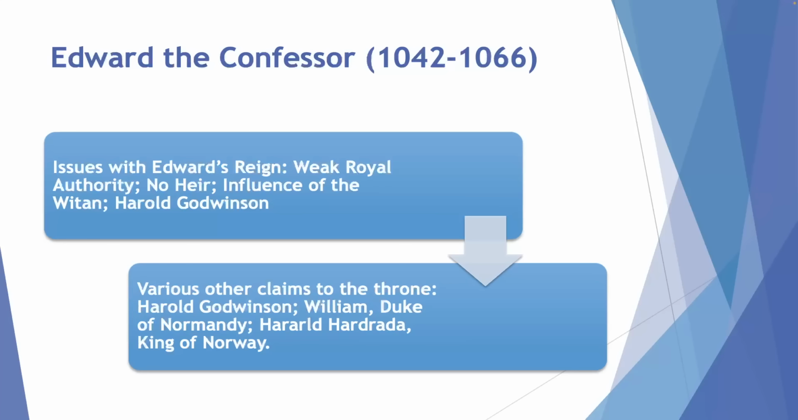You also have the third claimant to the throne, Harald Hardrada, who was the King of Norway. Now, his claim to the throne was based on an agreement between his predecessor, King Magnus the Good of Norway, and also the former King of England, who was by the name of Harthacnut.